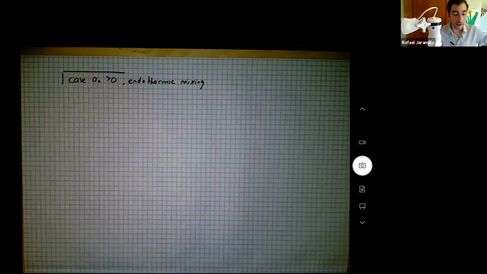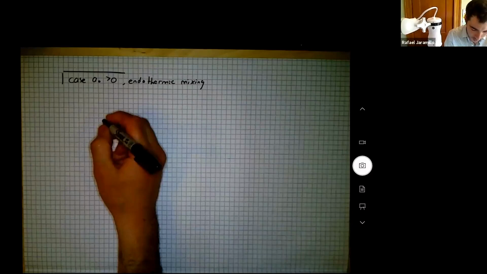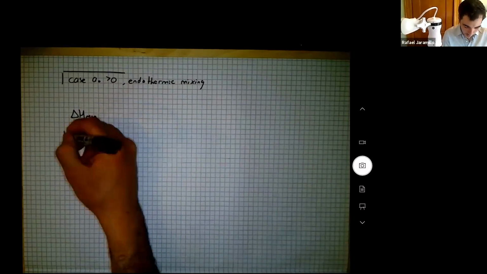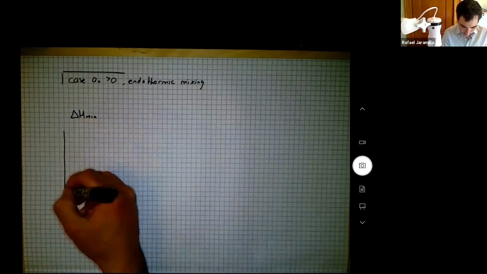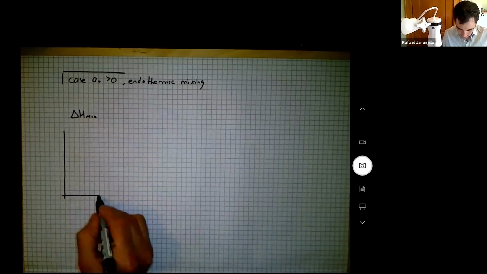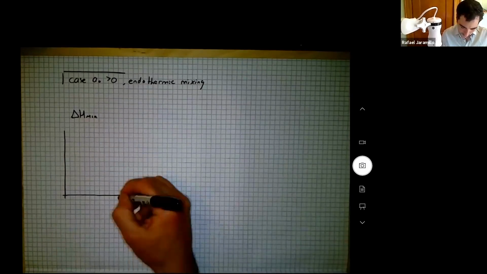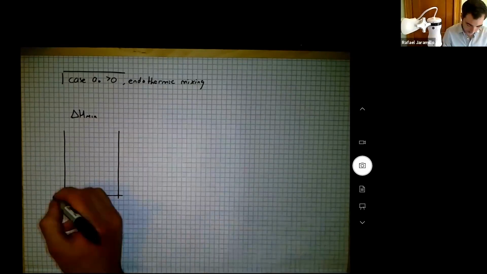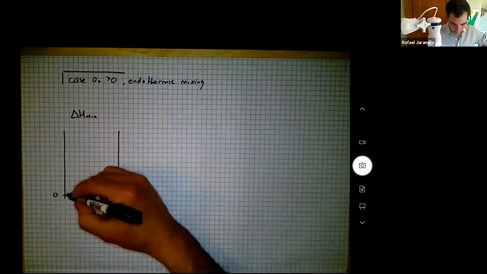Okay, so in this case, we have something a little bit different. Delta H of mixing is now positive. We have to put heat in. The system absorbs heat from the environment when it mixes at fixed temperature. So now we have a 0 here, and this thing is an upwards moving parabola.